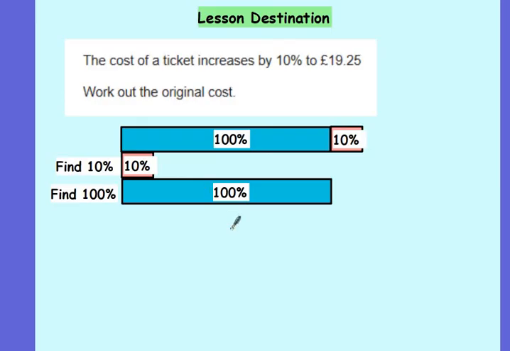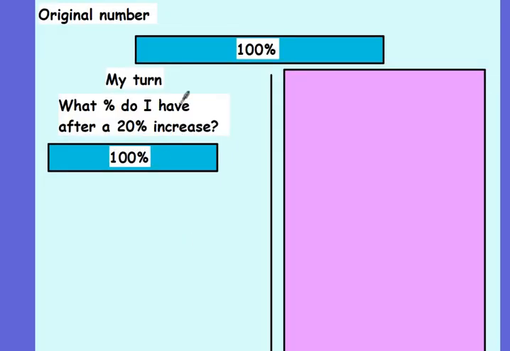Okay, Year 7, here's our lesson destination for today. The cost of a ticket increases by 10% to £19.25. Work out the original cost. This is a topic called reverse percentages. First of all, my original number is 100%. I have all of my original number.